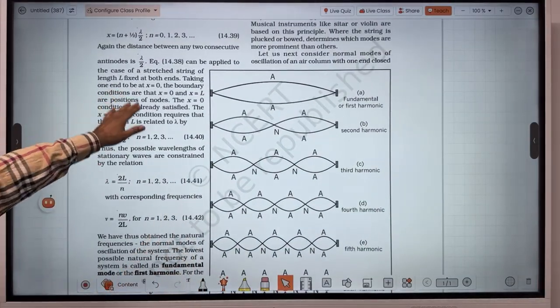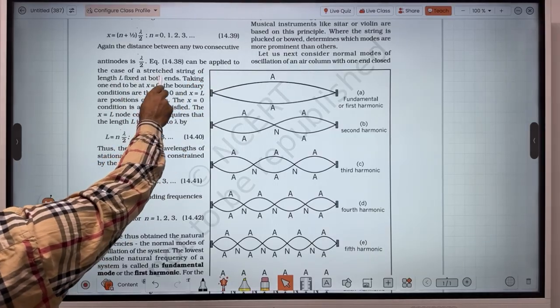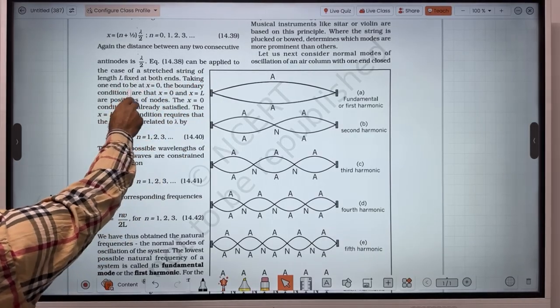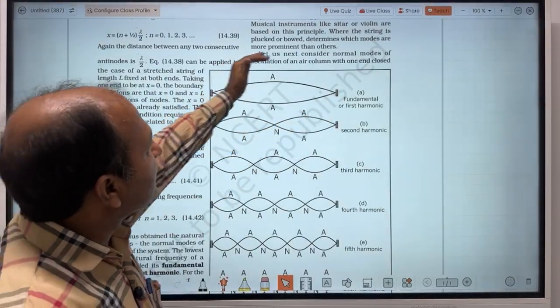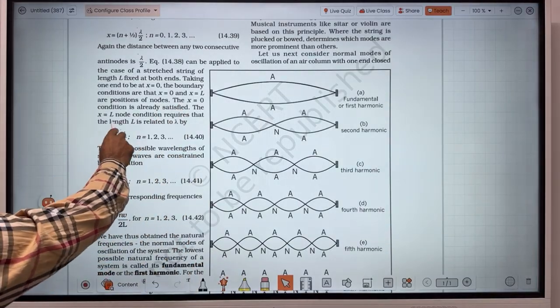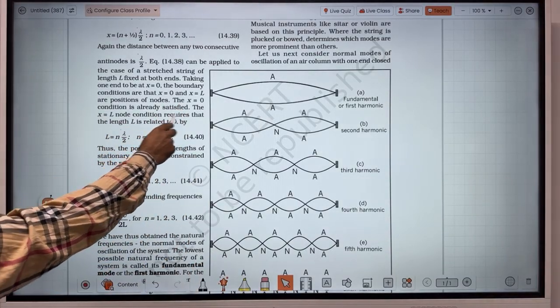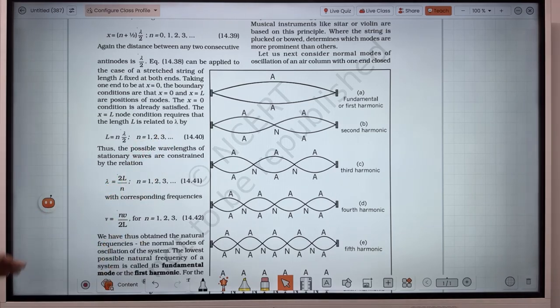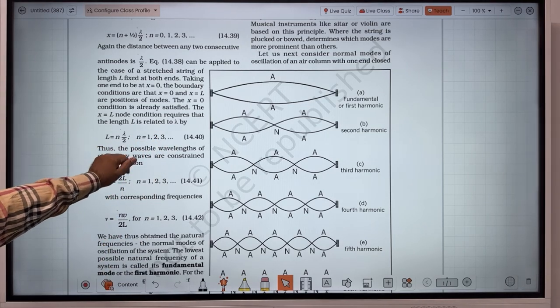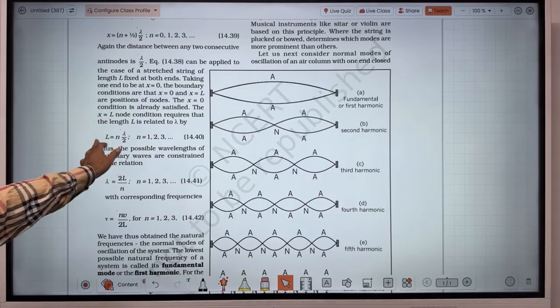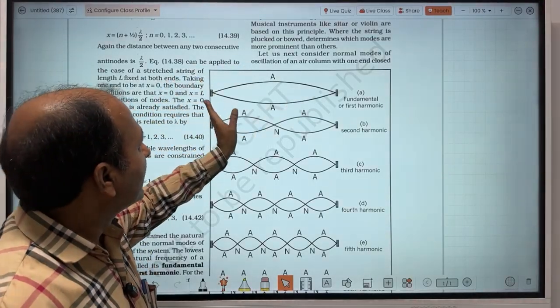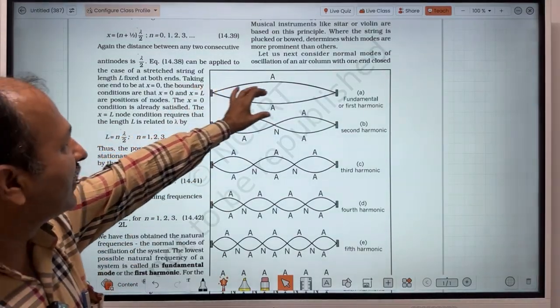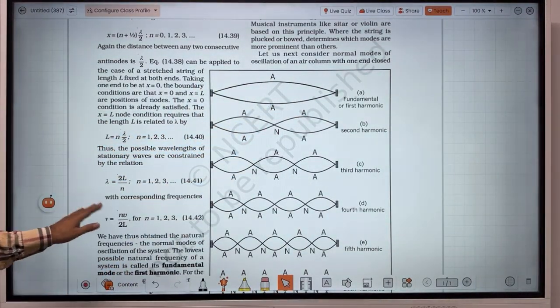If we see this condition here, in the case of a stretched string of length L fixed at both ends, taking one end to be at x equal to 0, here we take x equal to 0, here we take x equal to L, and then we see what is happening. So at x equal to L, the node condition requires that length L is related to lambda. So obviously L will be n times lambda by 2, where n can be 1, 2, 3. So when we write n equal to 1, we get L equal to lambda by 2. This is just half of lambda. In length L, half of lambda occupies.